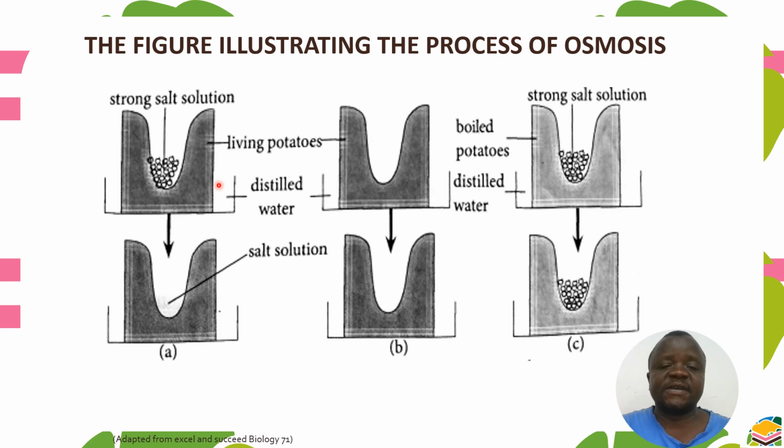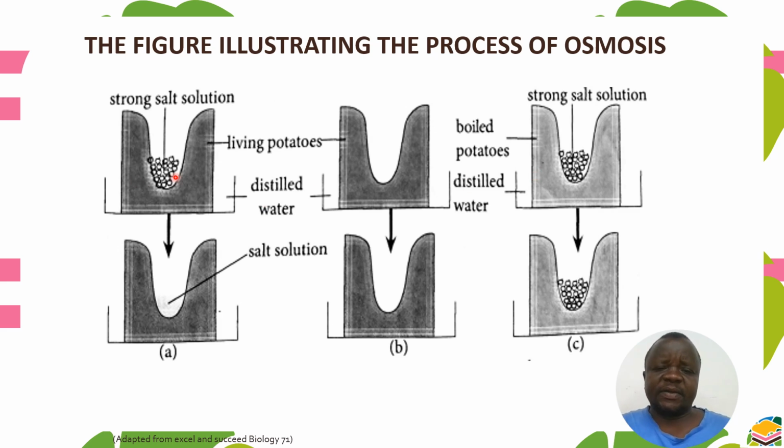So it shows here we have strong salt solution. We have the living potatoes, this and that living potato, and this one is boiled potatoes, and you have distilled water in the beaker. This is distilled water, but mind you, the boiling kills the cells, and therefore, because the cells are killed, we expect no movement of water in those cells. They cannot take up water.